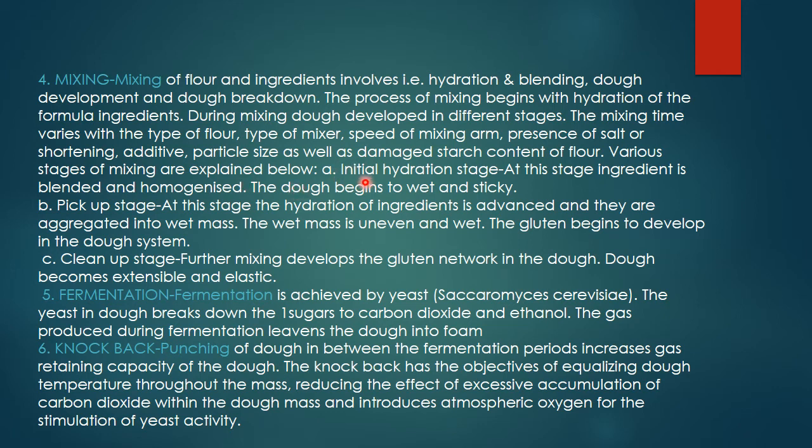First, the initial hydration stage, we are discussing that. At this stage, ingredients are blended and homogenized. The dough begins to get wet and sticky. Second, we call it the pickup stage. At this stage, the hydration of ingredients is advanced and they are aggregated into a wet mass. The wet mass is uneven and wet. The gluten begins to develop in the dough system.